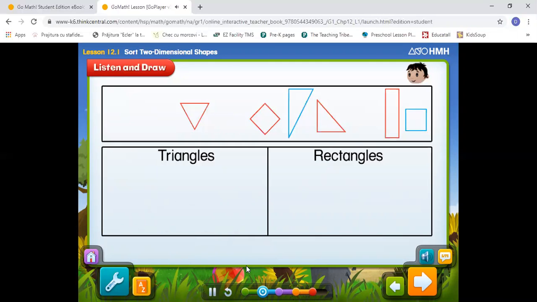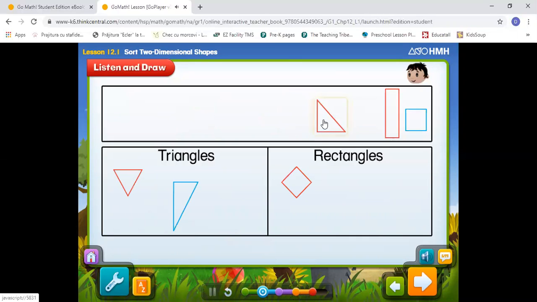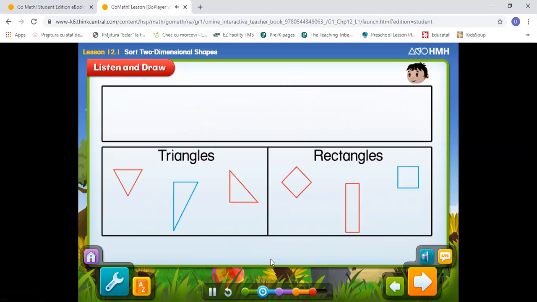Click each triangle and rectangle to sort them. So this is a triangle. Triangle. This is a rectangle. Rectangle. What is this? Triangle. Triangle. What is this? Triangle. And this one? Rectangle. And the last one? Rectangle. There are 3 triangles and 3 rectangles.